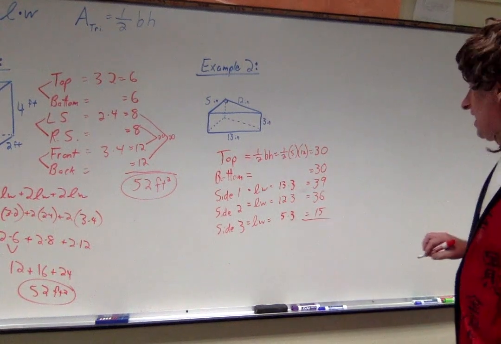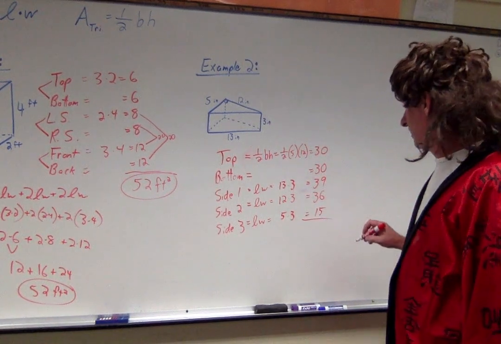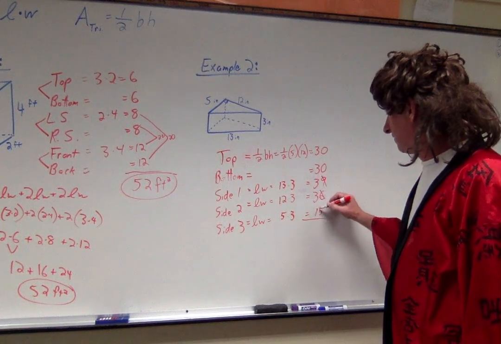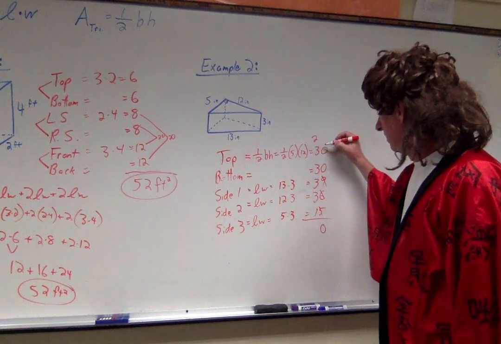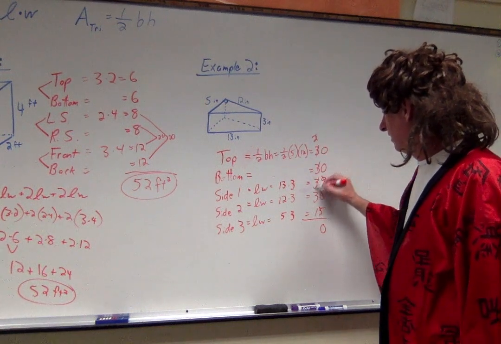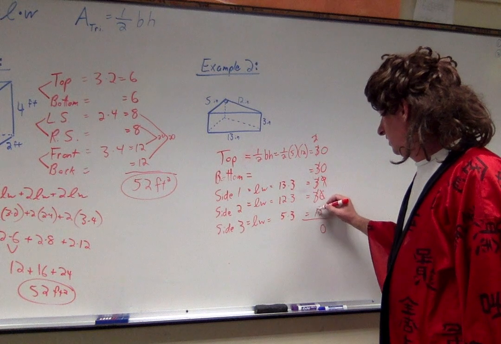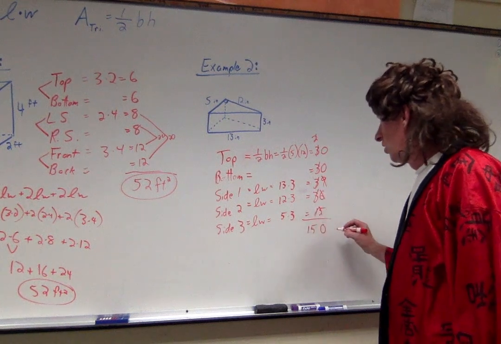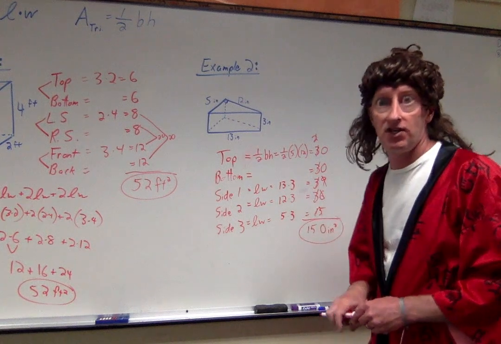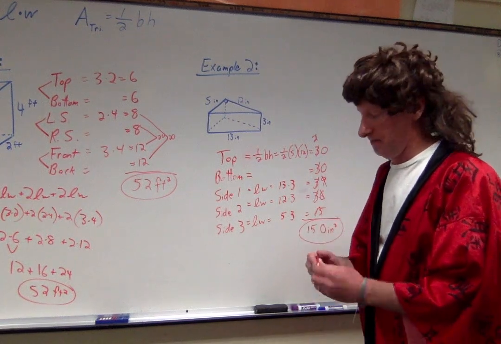Now, we're just going to add all these guys up, everybody. Let's see what we're going to get. Compatible numbers tell me I got a 15. That makes 20. Now I got 2, 5, 8, 11, 14, 15. 150 inches squared for this here triangular prism.